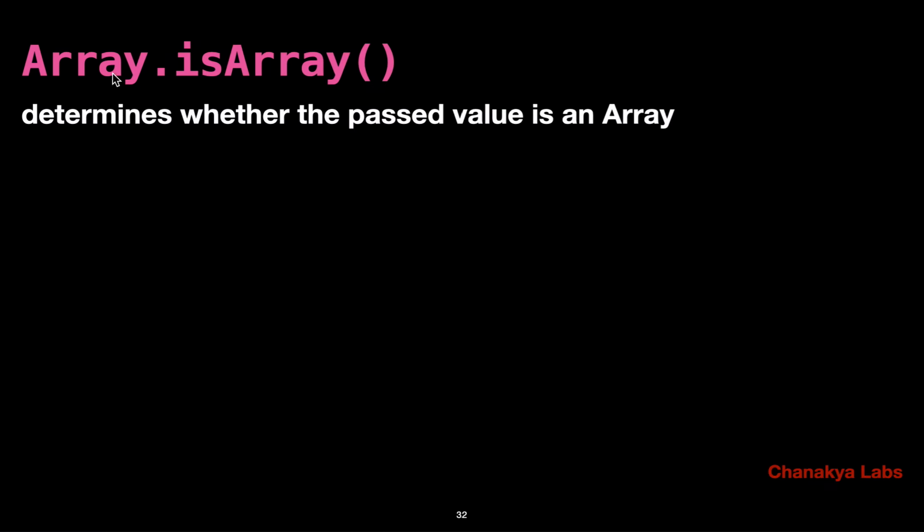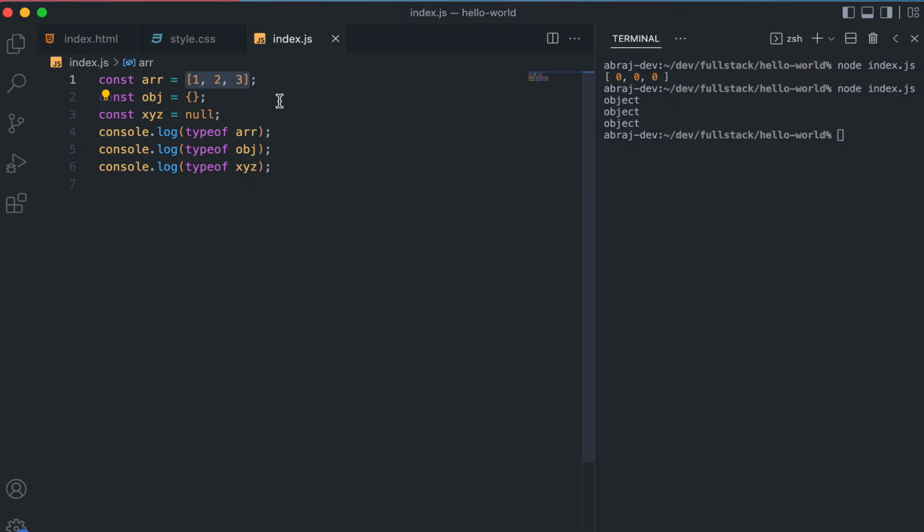But how do I test whether that thing is particularly an array or not? For that there is a test, which is the Array.isArray method. If you use this, then you can use something like this: Array.isArray, and if that thing is an array, then it will return true, otherwise it will return false. So you can do something like this. You can test obj, which should return false.